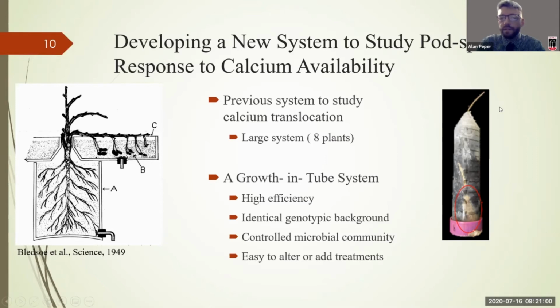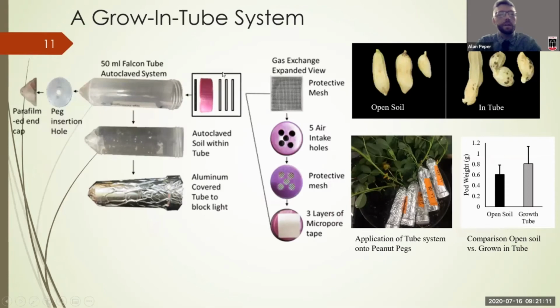Over here you can see the tube prototype that I worked out, and you can see it is actually able to grow a pod within this 50 ml Falcon tube. This is what I call the growth in tube system, and I've developed this over some time. It's just a 50 ml Falcon tube that can be filled with soil or other media. It has a gas exchange system, which allows for airflow and moisture control.